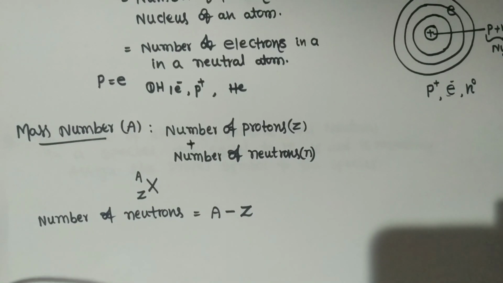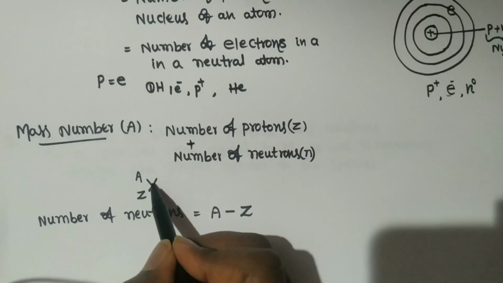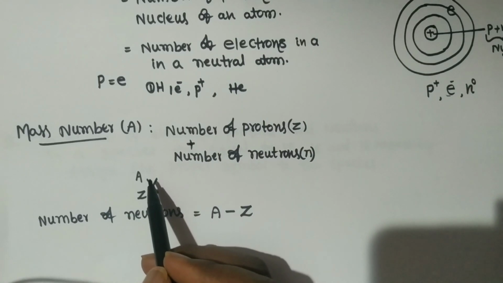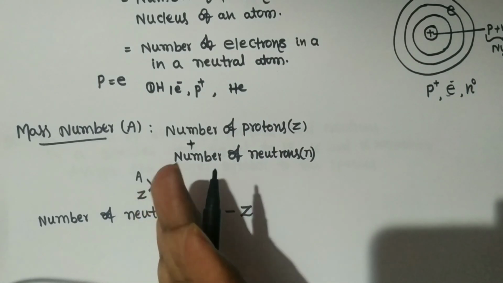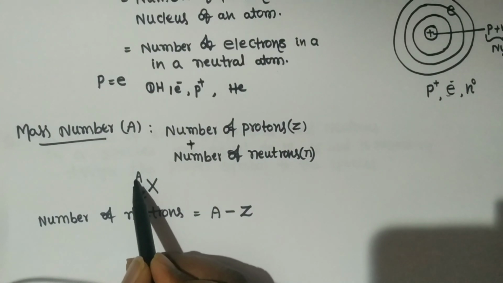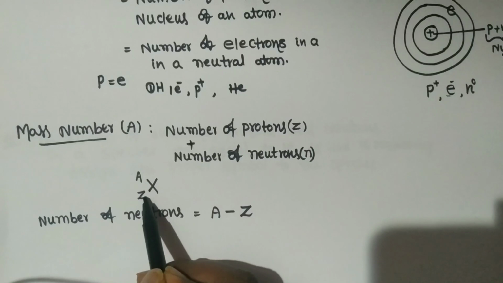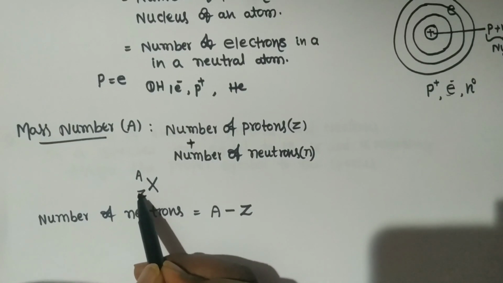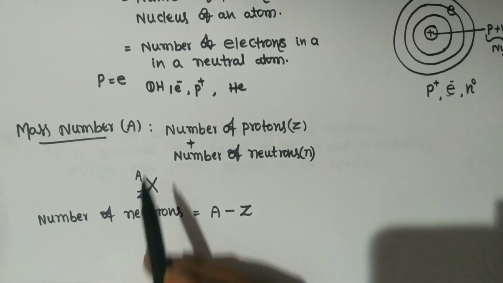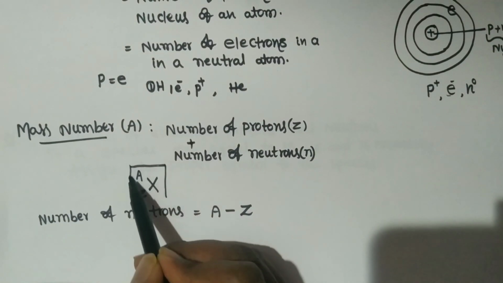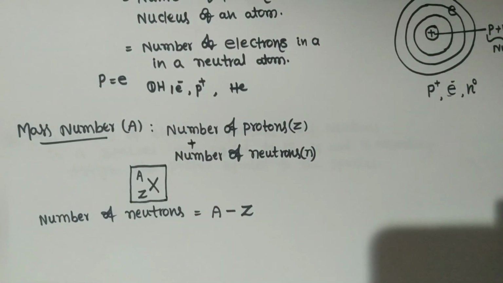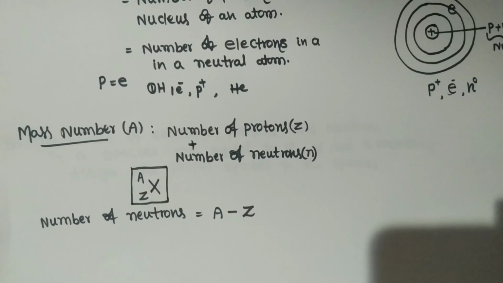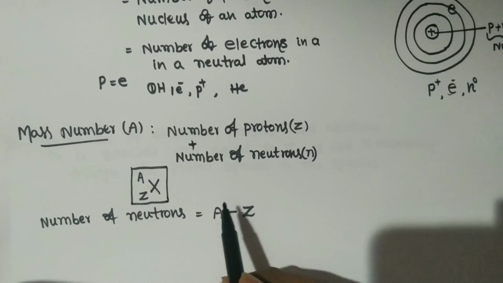Now we can see the representation of an element. If we take X as an element, we always write the mass number as a superscript on the left side of the element, and the atomic number as a subscript on the left side of the element. This is the representation of an element according to the NCERT textbook.